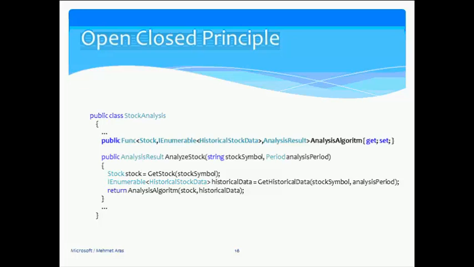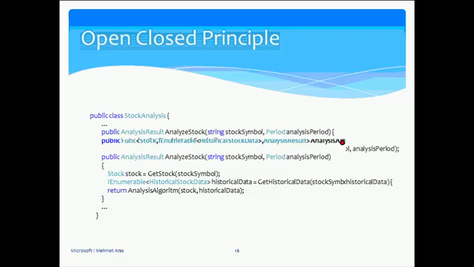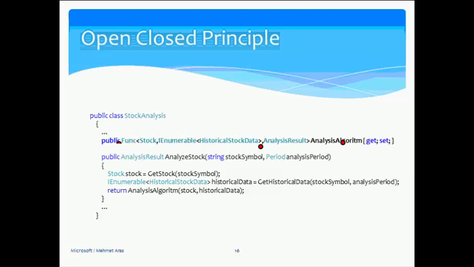But the algorithm, I don't know. I'm just going to make a call to it, and you can just give it to me right here. And I'm going to give you a property where you can actually set that, and I'll just call it, as long as you give me a method that has this signature. Well, I mean, I just made this more flexible. So if you want different algorithms, that's fine.